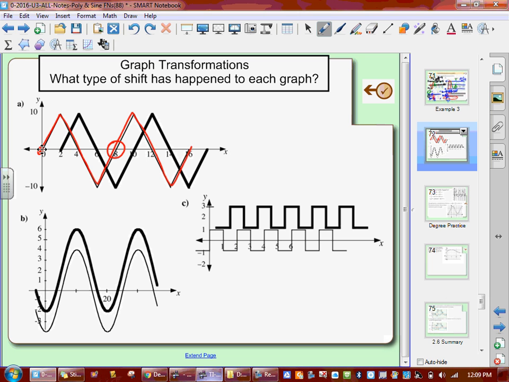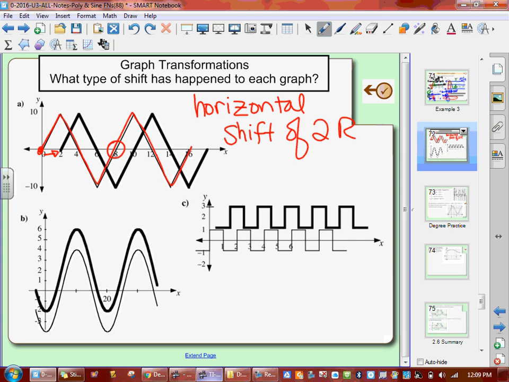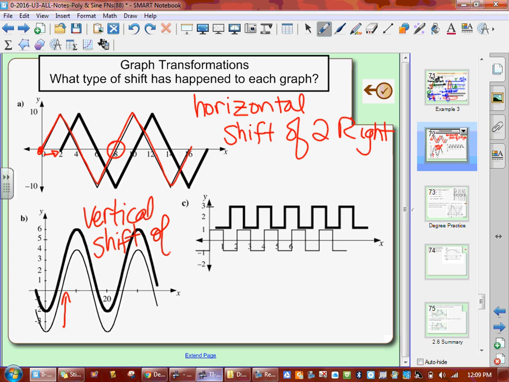If we take a look at the letter B, it has moved up. So this one is a vertical shift of 2 up. If I take a look at letter C, it's done a few things. It's gone to the right and it's gone up. So we have a horizontal and a vertical shift. Okay, there's 2 shifts on that one.